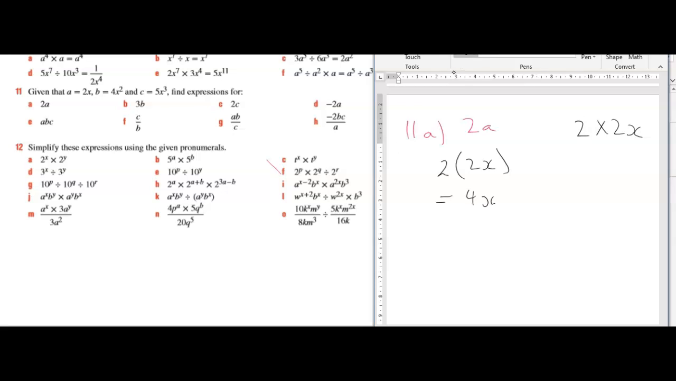Let's do a harder one. That one's a bit easy. Let's do E. So we've got A, B, C. So A is 2x. Then we're multiplying B, which is 4x squared. And then C is 5x cubed.